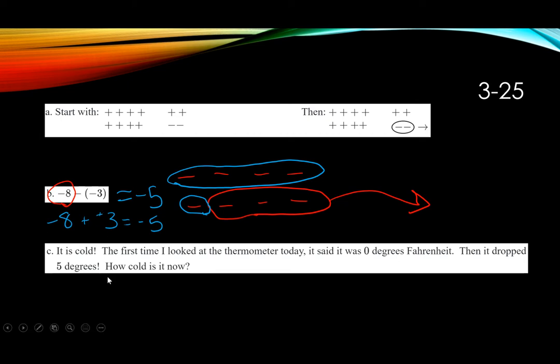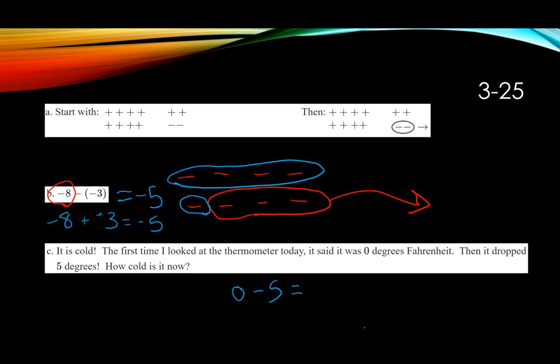All right, now we're looking at problem C. It is cold. The first time I looked at the thermometer today, it said 0 degrees. Then it dropped 5 degrees. How cold is it now? So obviously this is something we're used to here in Wisconsin. So I want to do this one on a number line diagram. So here we have 0 minus 5. What is that going to equal?